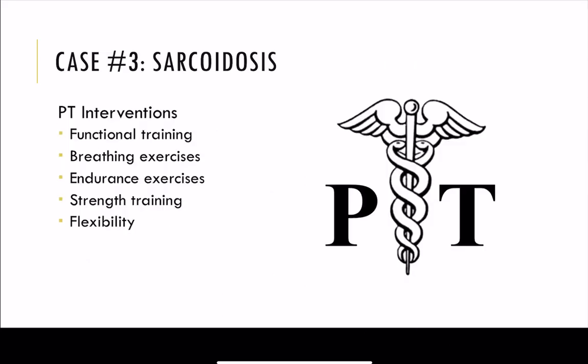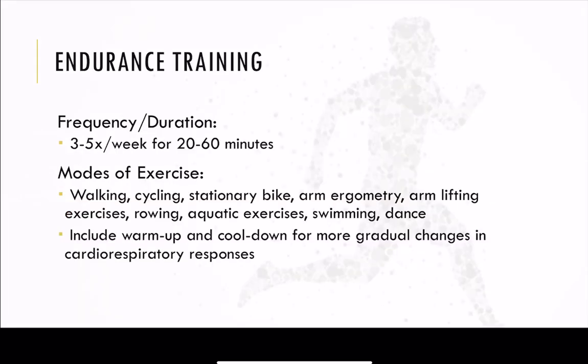So in our interventions, we talked about functional training and breathing exercises, and then we just use good old-fashioned exercise, right? All the stuff that we already talked about in phys of activity. Prescribing endurance training. Typical frequencies, 3 to 5 times a week, 20 to 60 minutes at a time. Obviously, you might need to work up to that.